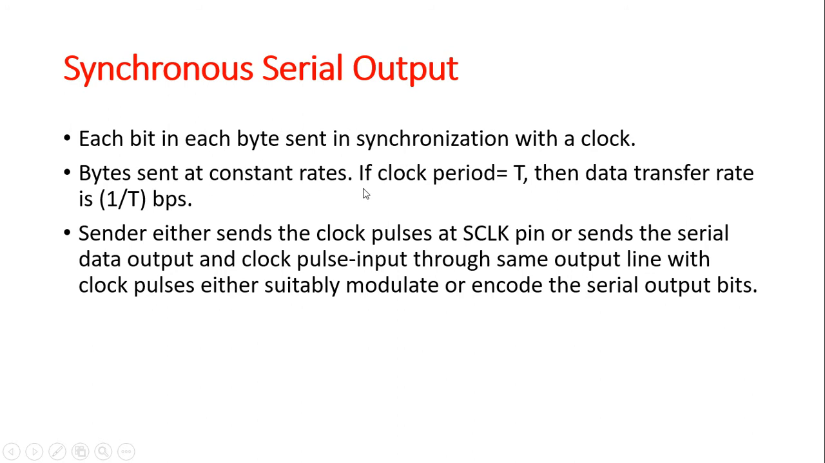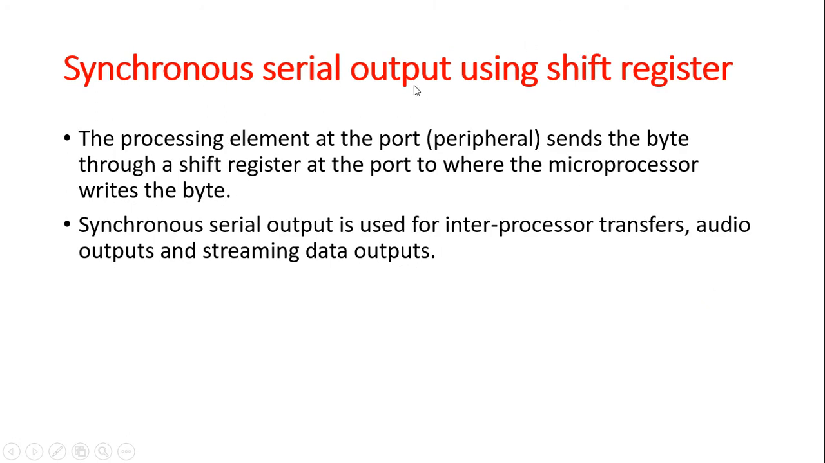The bytes are sent at a constant rate. If the clock period is equal to t, then the data transfer rate is 1 by t. The sender either sends the clock pulses at the serial clock pin, or sends the serial data output and the clock pulses through the same output line, where the clock pulses either suitably modulate or encode the serial output bits. The synchronous serial output uses a shift register.